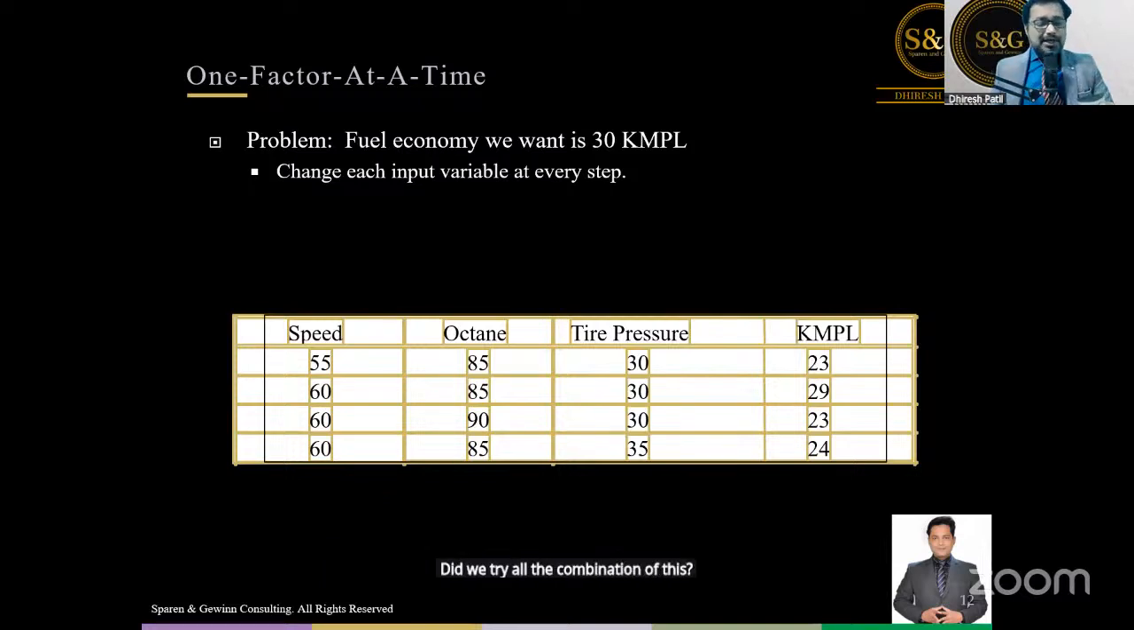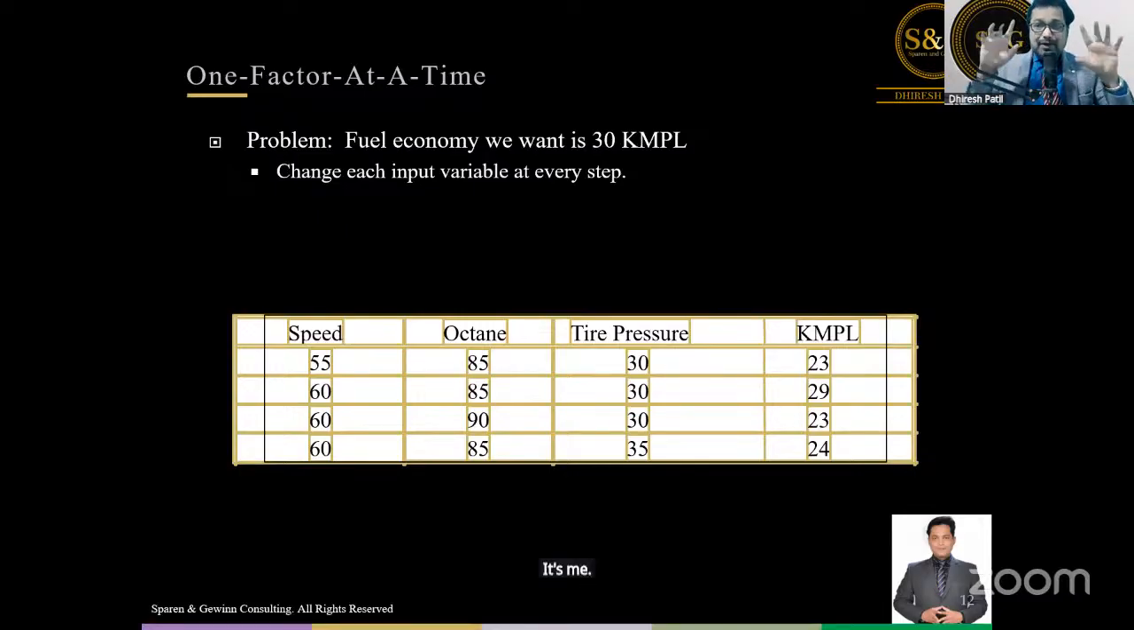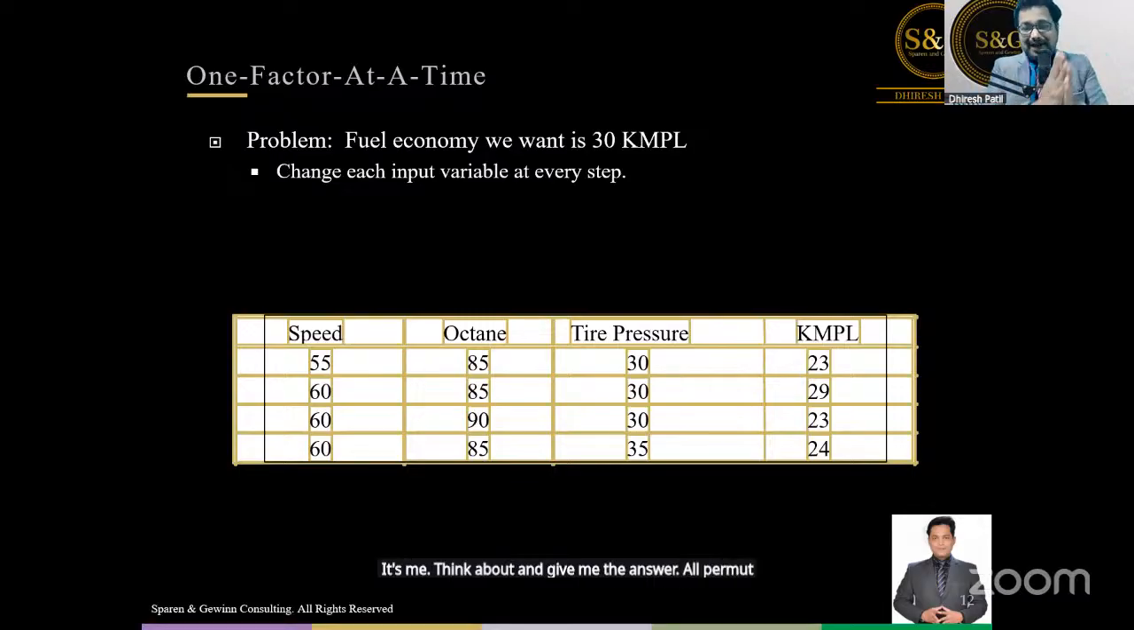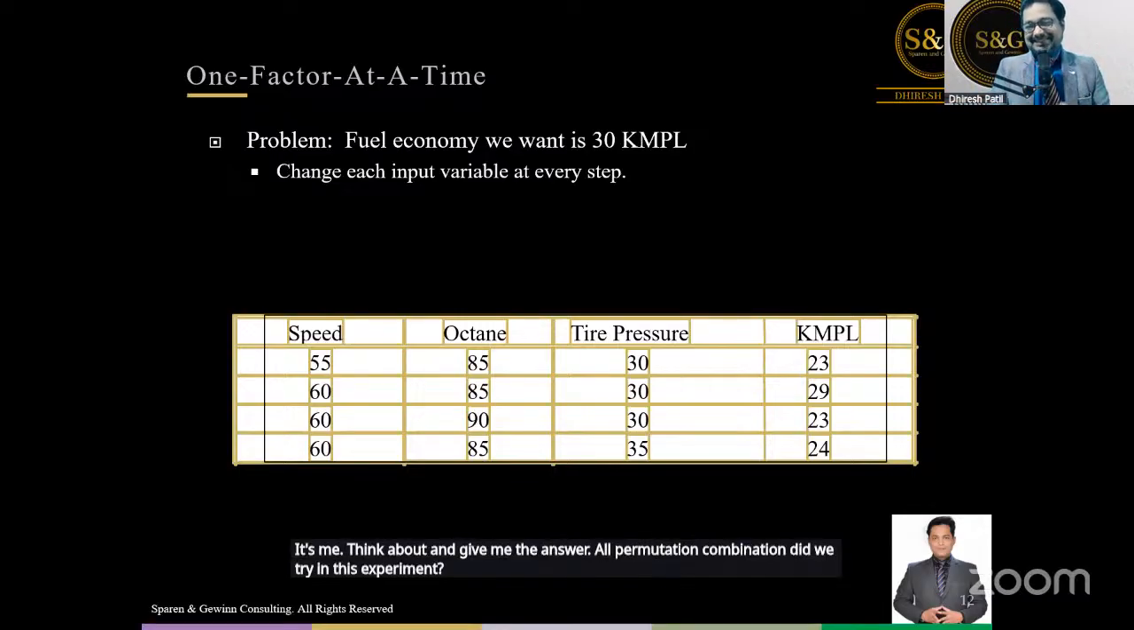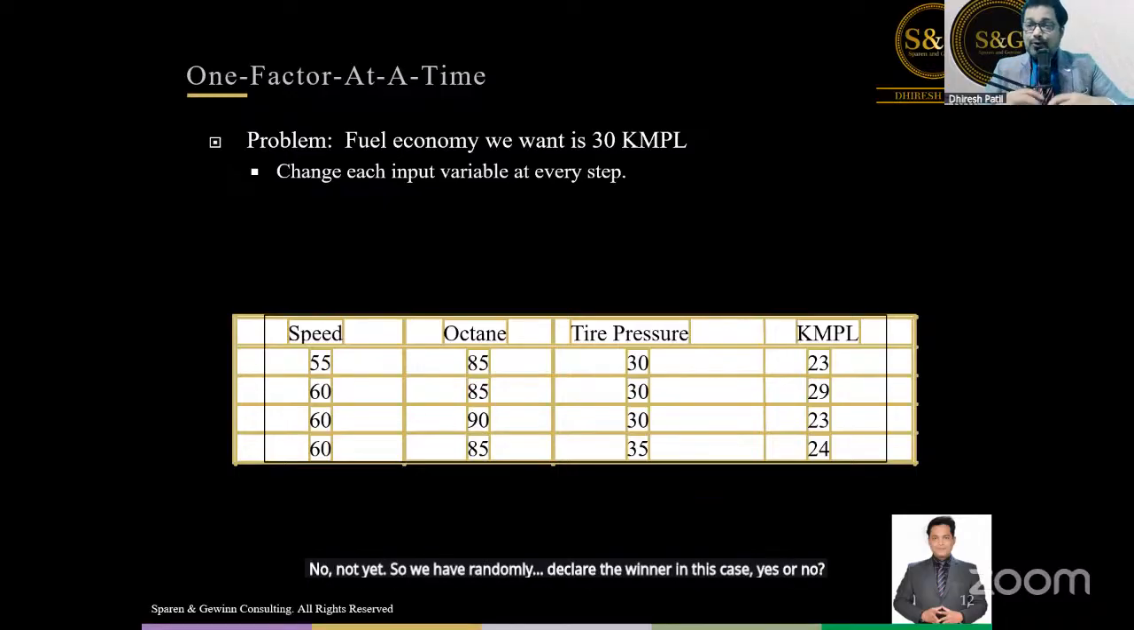हमने सभी combinations को try किया है क्या इसमें? Think about it and give me the answer. Did we try all permutation combinations in this experiment? No, not yet. So we have randomly declared the winner in this case. So how do we basically use all the permutation combinations?